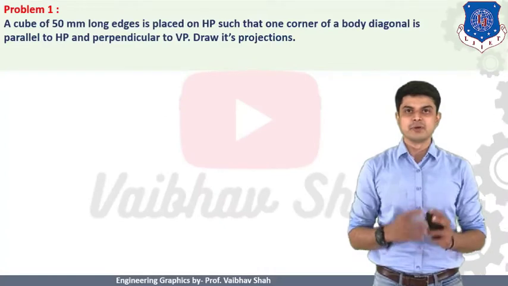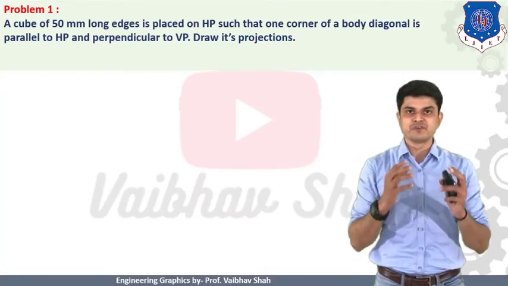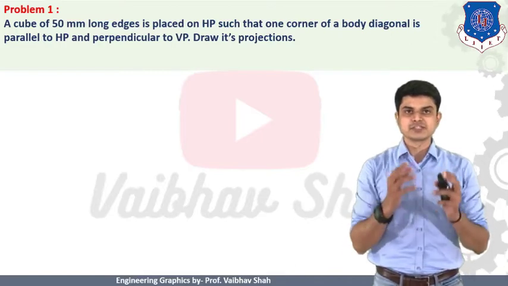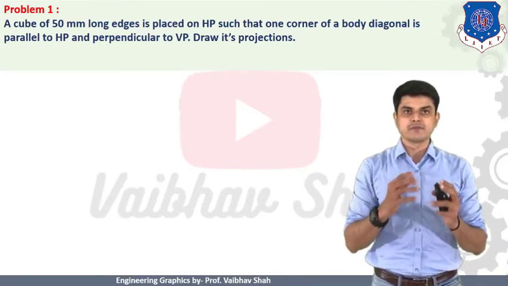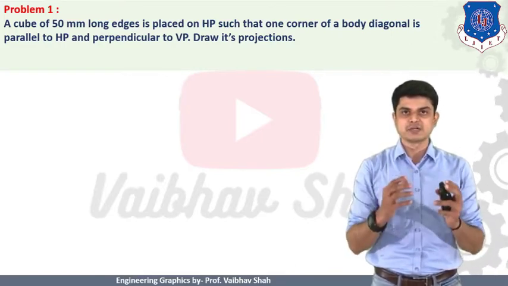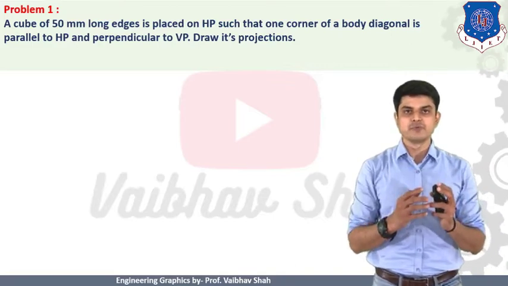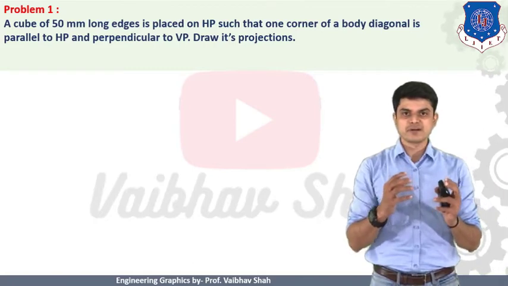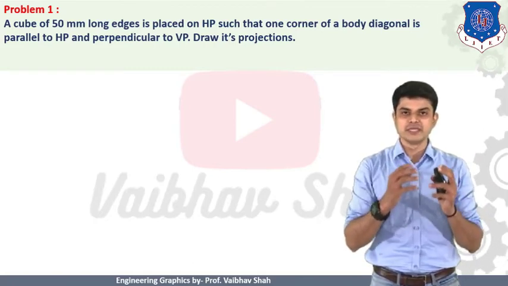So example number 1. A cube of 50 mm long edges is placed on HP such that one corner of a body diagonal is parallel to HP and perpendicular to VP. Draw its projections. So first let us understand what you mean by a cube.